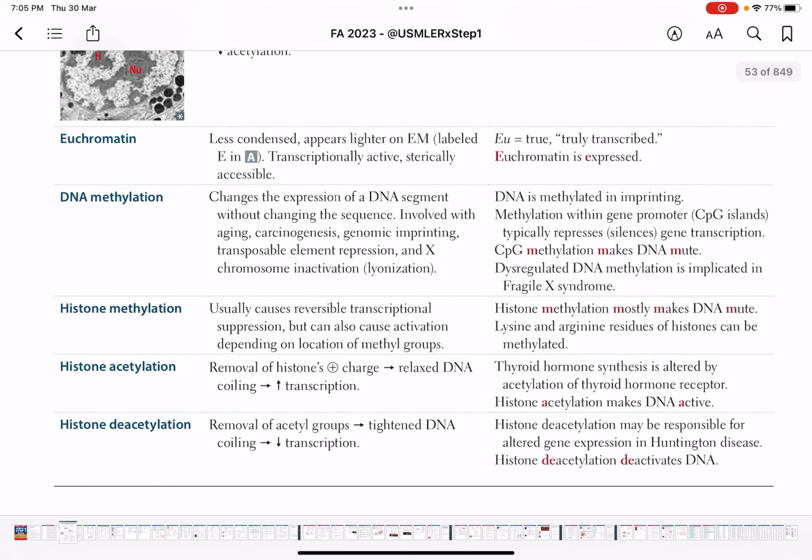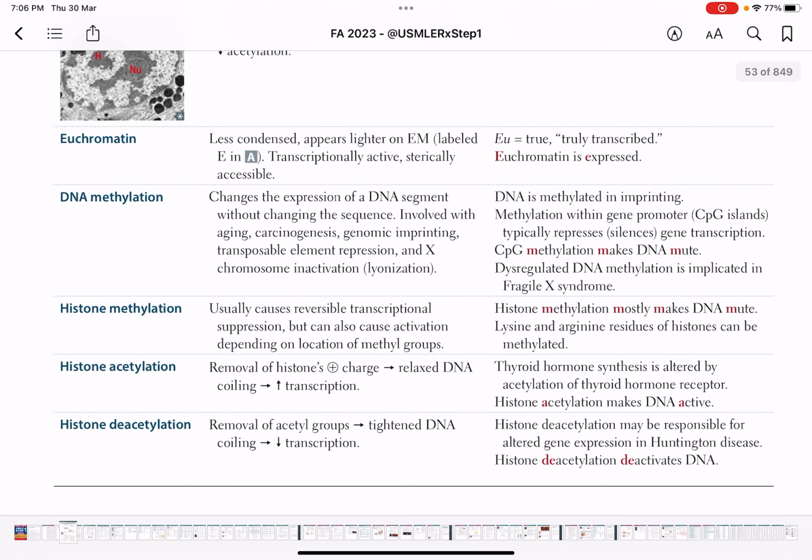Histone acetylation is the removal of histone's positive charge, which leads to relaxed DNA coiling and increased transcription. Thyroid hormone synthesis is altered by acetylation of the thyroid hormone receptor, and histone acetylation makes the DNA active. So this is the most important point, that acetylation makes the DNA active, and it is the removal of the positive charge which leads to this relaxation of the DNA.